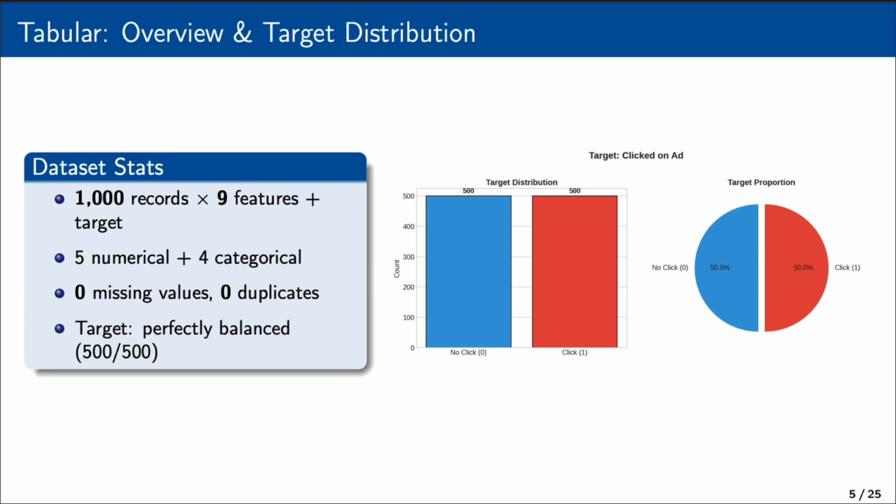The target variable is perfectly balanced, exactly 500 samples for no-click and 500 for click, giving a 50-50 split. This is ideal for binary classification and means we won't need any resampling techniques to handle class imbalance.